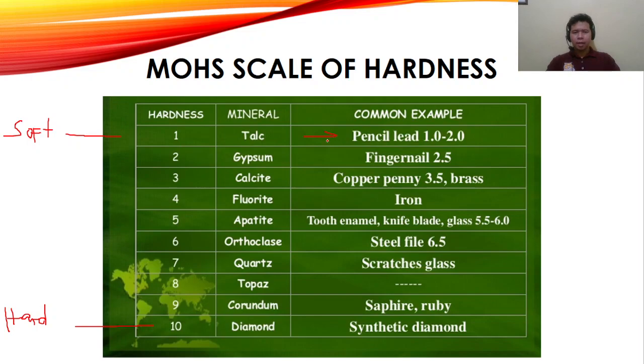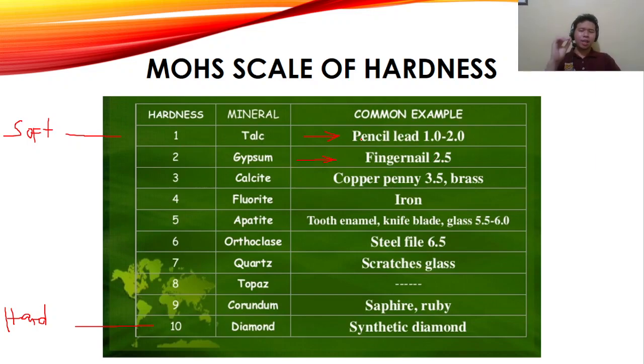Now, have you observed when sharpening a pencil, if you scratch the lead of your pencil, it gets scratched, turning into pieces, right? That means that our fingernail is harder than the pencil lead. That's why the fingernail is compared to the hardness of the mineral gypsum. Approximately, the hardness of our fingernail is 2.5.